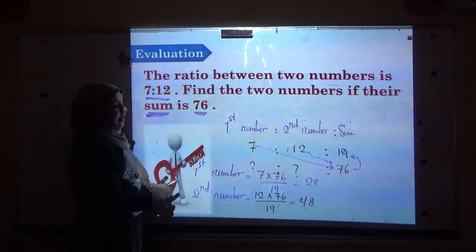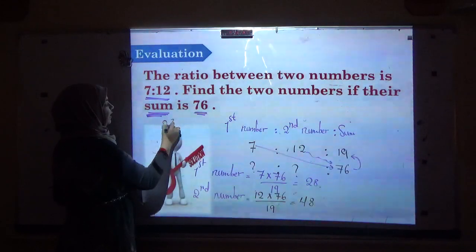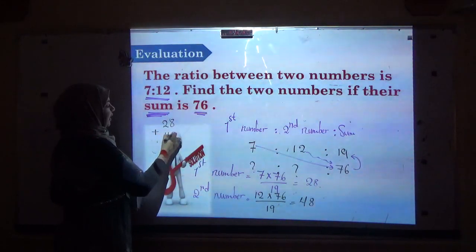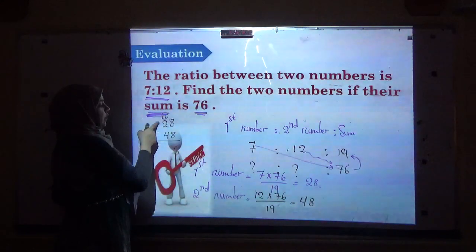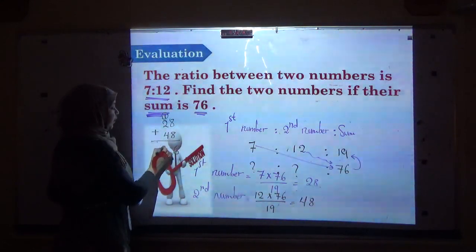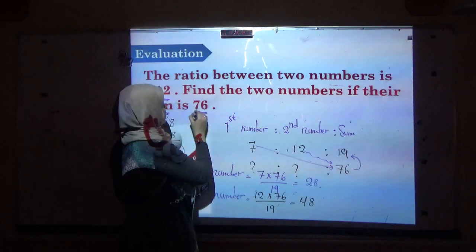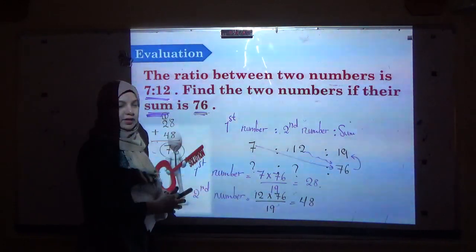Now to check your answer, add these two numbers. 28 plus 48. 8 plus 8 equals 16. 6 and carry up 1. 1 plus 2 equals 3. 3 plus 4 equals 7. 76. Okay? I hope you understood this lesson.